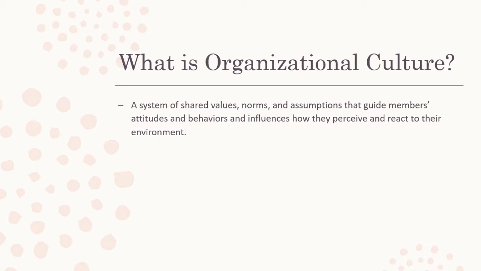So to understand this chapter, the first thing that we need to do is explain what organizational culture is. Our textbook explains it as a system of shared values, norms, and assumptions that guide members' attitudes and behaviors and influences how they perceive and react to their environment. So basically, culture is going to explain how people interact with one another, how they dress, and what they do behavior-wise, all within the workplace.